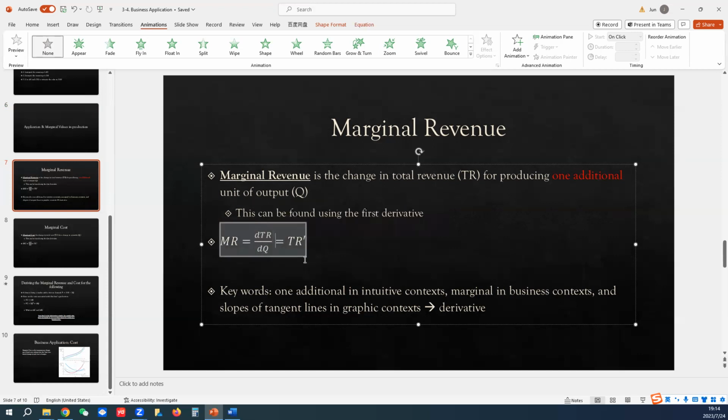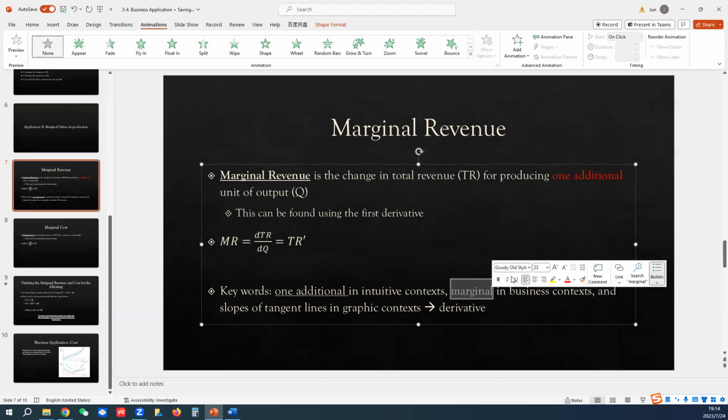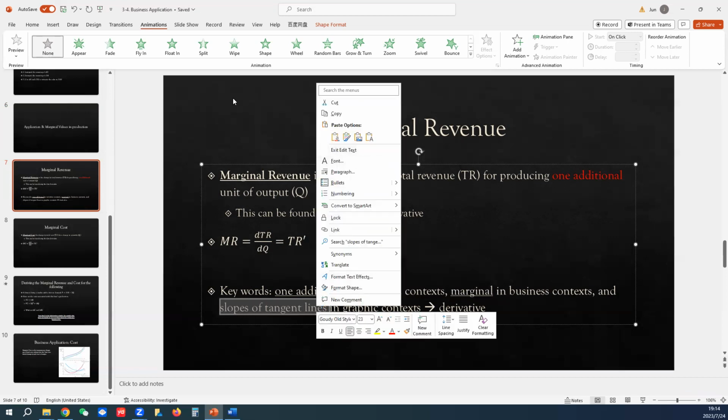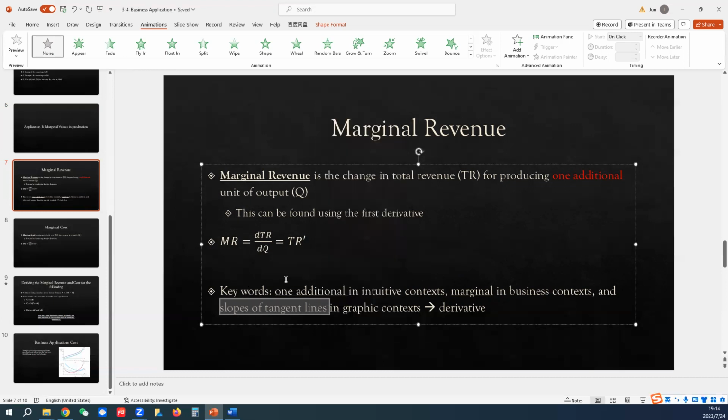That is the concept of derivative, right? So it's the change of total revenue per each additional unit produced. So here are several keywords. One additional in intuitive terms, marginal in business terms, and slope of tangent line in graphic terms. So they both tell you one thing, which is derivative.